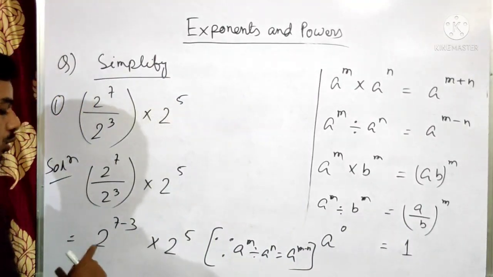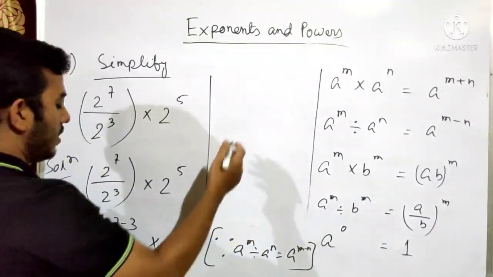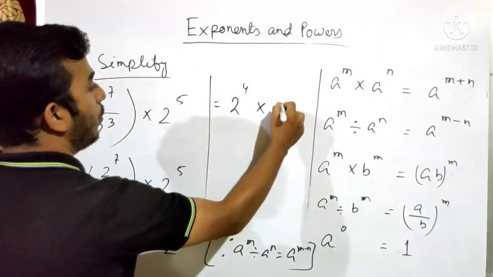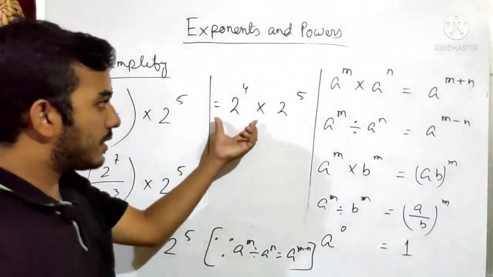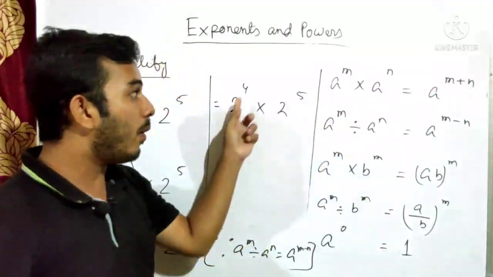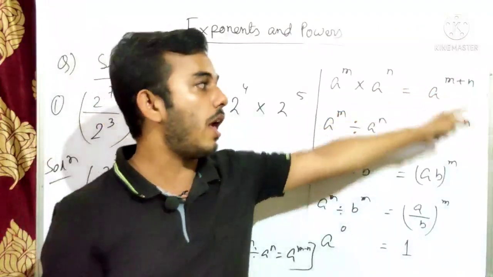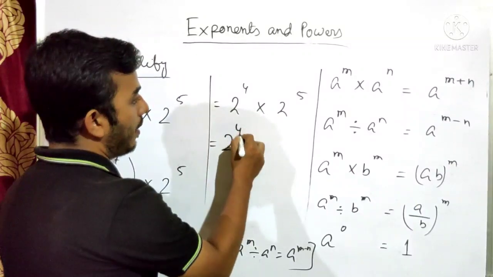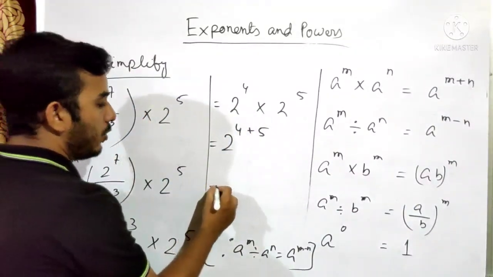Okay, so now look, 2 power 7 minus 3, 7 minus 3 means 4, isn't it? So it will be 2 power 4 into 2 power 5. Now you can consider this expression again, it is in this form, a power m into a power n. A power m into a power n means a power m plus n. So we'll write it like this, a power m plus n. So here it will be what?